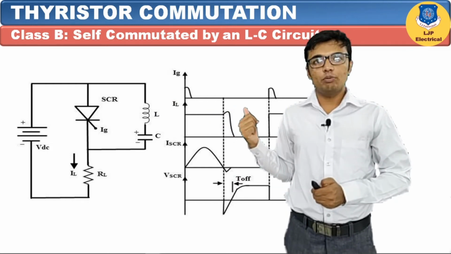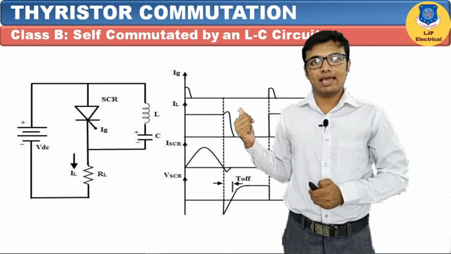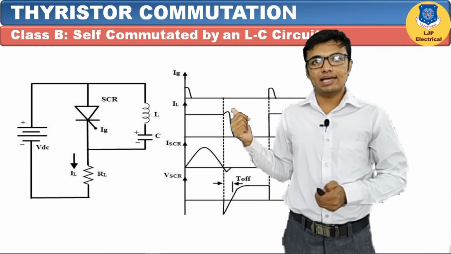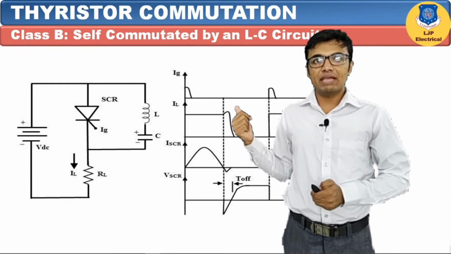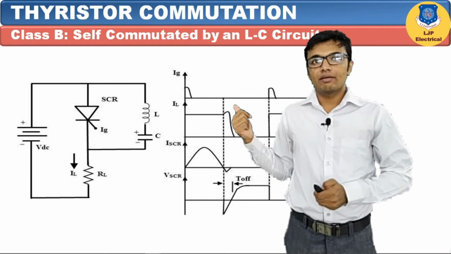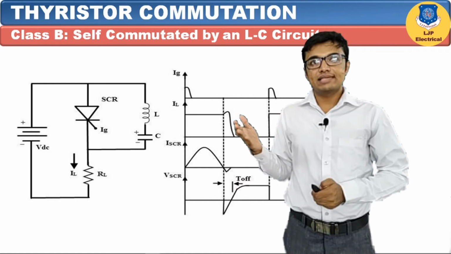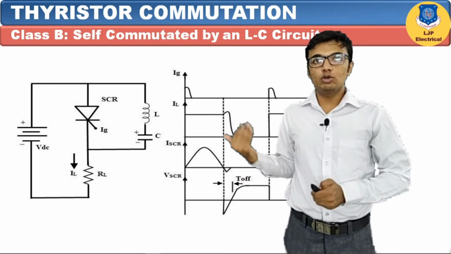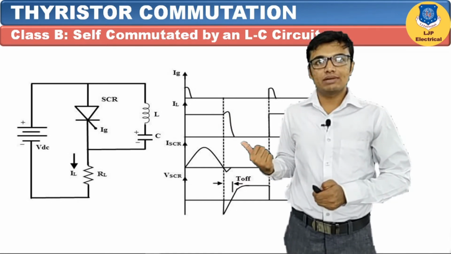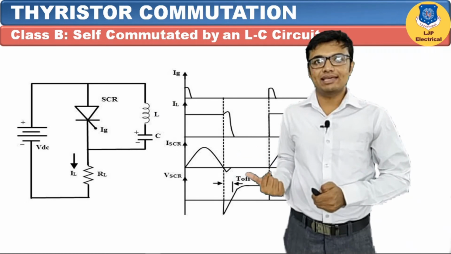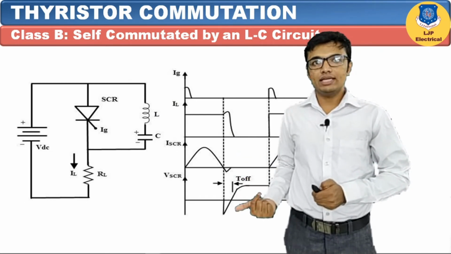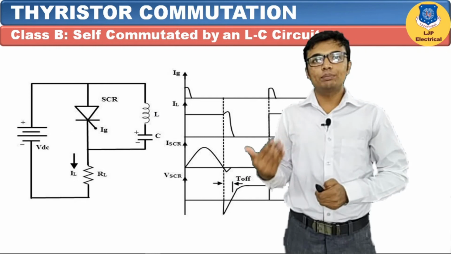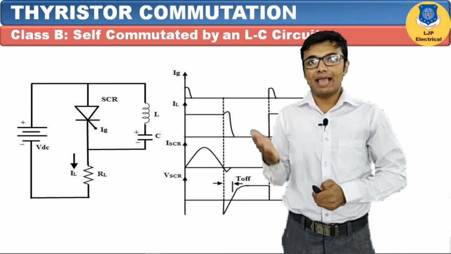Let's see how this kind of peak will occur in this SCR. When the capacitor is going to discharge through this load, this peak will appear in the load. When this capacitor discharges, at the same time some reverse voltage will appear across this SCR, and some reverse current will flow through the SCR. So this reverse voltage and this reverse current will turn off the SCR. This way, using LC components, we can achieve commutation.